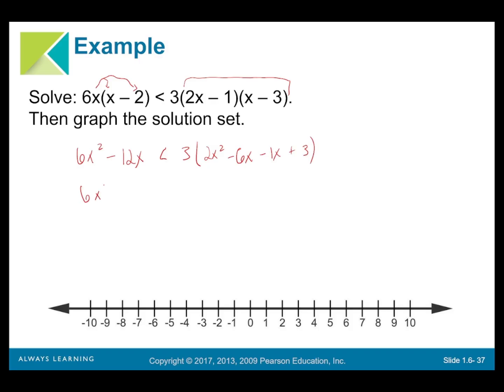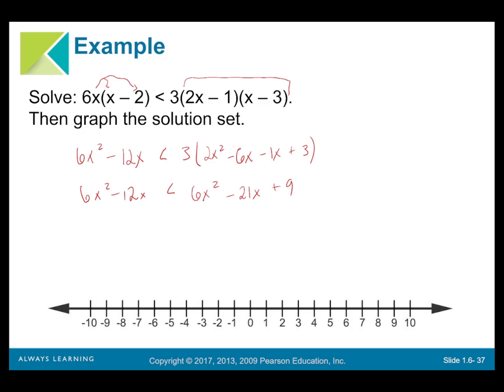And now I have 6x squared minus 12x is less than, and now I'm going to distribute my 3. I'm also going to combine my like terms here in the middle. And we end up with 6x squared, now minus 6x minus 1x is a minus 7x, times the 3 is a minus 21x. Now plus 9.